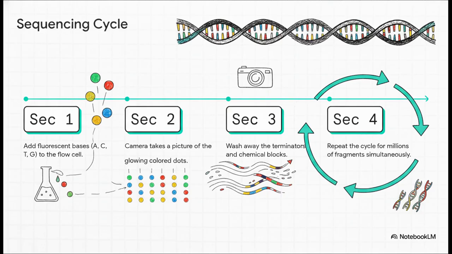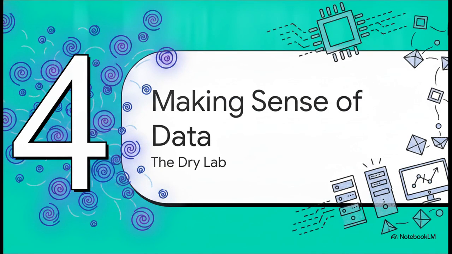A camera snaps a picture of the glowing dots, green for A, blue for C, yellow for G, and red for T. Then the chemical block is washed away and the whole cycle repeats. Flash by flash, color by color, the machine builds and records the exact sequence of millions of fragments all at the same time. Which brings us to Section 4, Making Sense of Data.